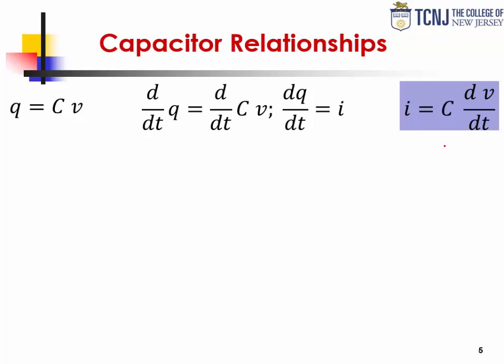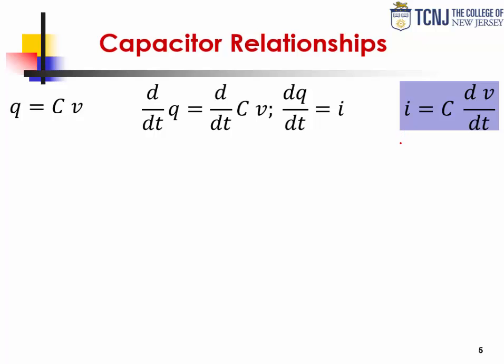For example, if we have a DC source, a voltage source that is not changing with respect to time, then this derivative will be zero, and the current through the capacitor will be 0. Therefore, in the presence of DC sources, the capacitor will act as an open circuit.